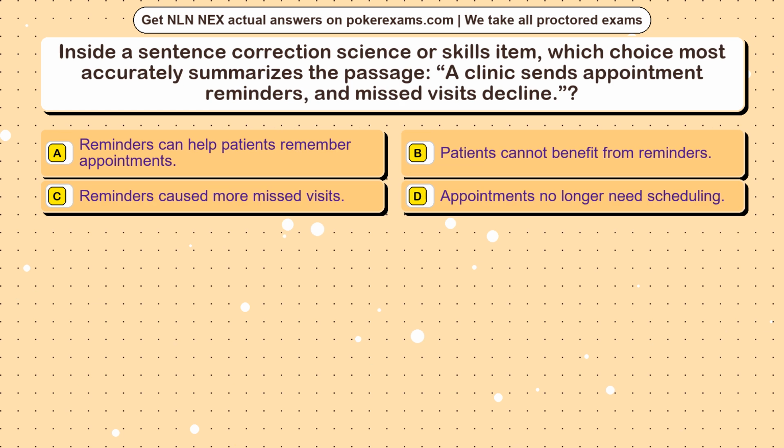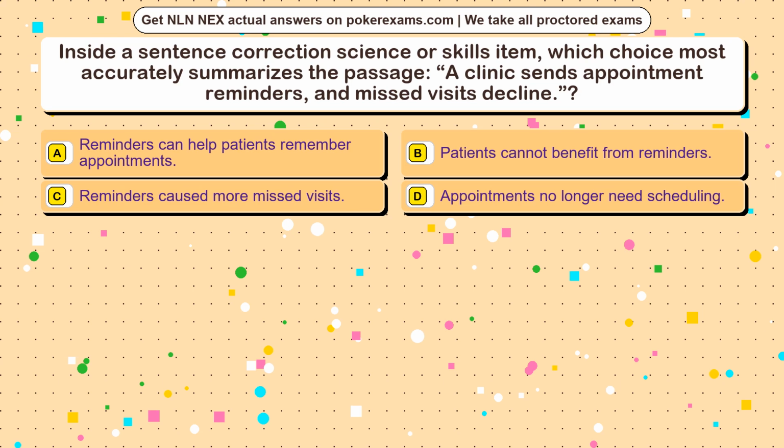Question 24. Inside a sentence correction science or skills item, which choice most accurately summarizes the passage? A clinic sends appointment reminders, and missed visits decline. Option A, reminders can help patients remember appointments. Option B, patients cannot benefit from reminders. Option C, reminders caused more missed visits. Option D, appointments no longer need scheduling.